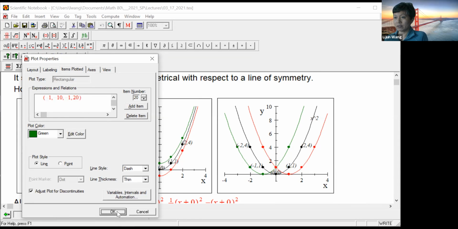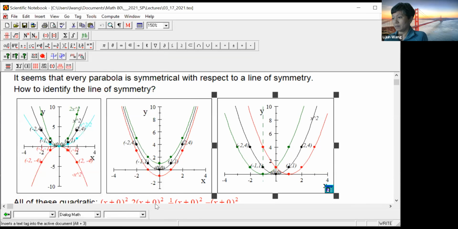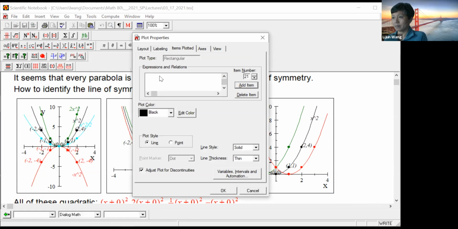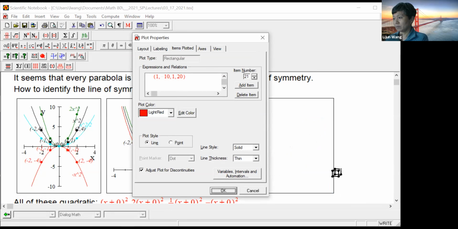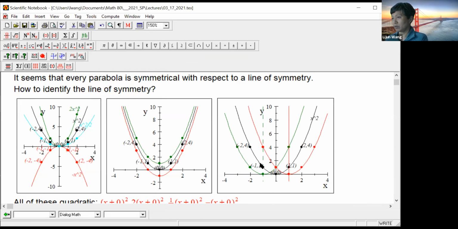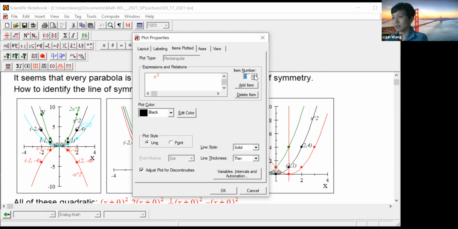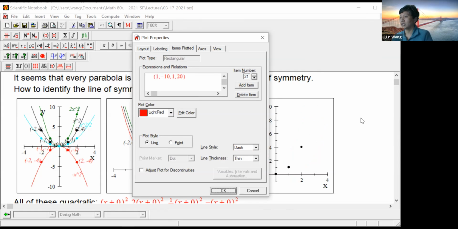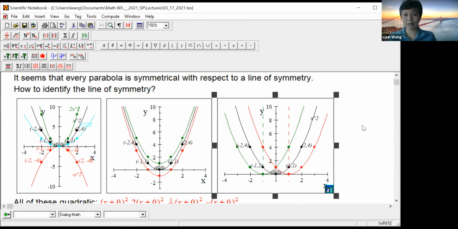The green line of symmetry. Now I'm going to draw the red line of symmetry. Broken line, please. You can see when we shift horizontally, the line of symmetry shifts along with it. Does that make sense? Shall we write it down?